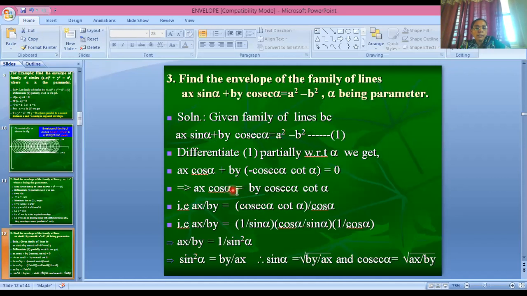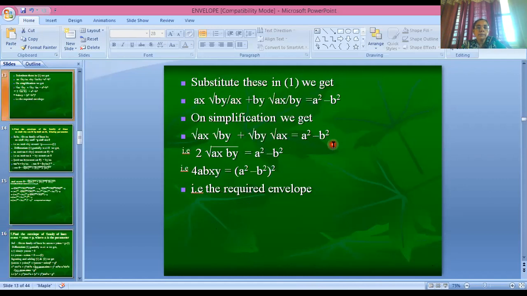Therefore, it is ax cos alpha equals dy cosec alpha into cot alpha. Write all trigonometric functions on one side. You are getting ax upon dy is equal to cosec alpha, which is 1 by sin alpha, times cot alpha, which is cos alpha by sin alpha, divided by this cos alpha. So it is nothing but 1 by sin square alpha after simplification. So sin square alpha is dy divided by ax. Therefore, sin alpha is equal to root of dy divided by ax, and cosec alpha is equal to root of ax upon dy, the reciprocal of this.